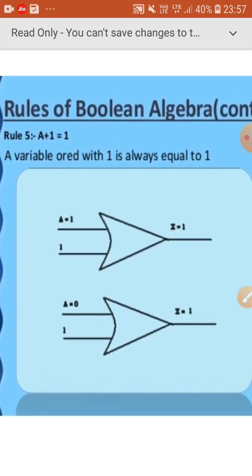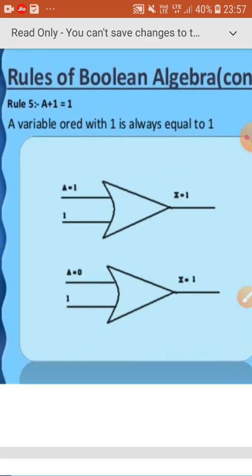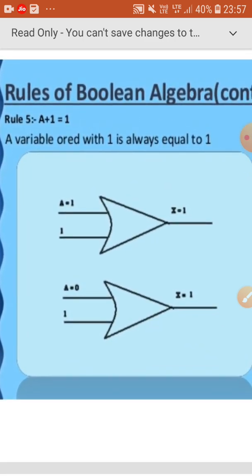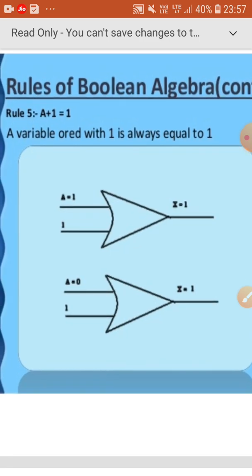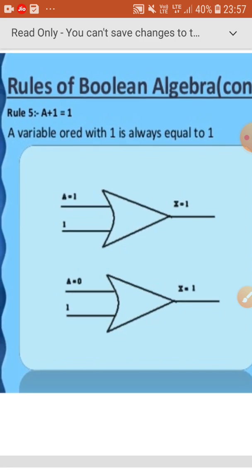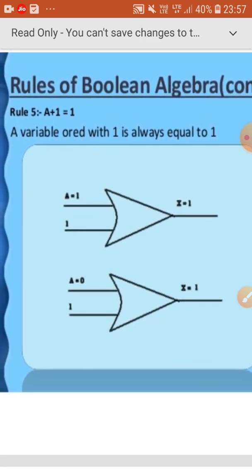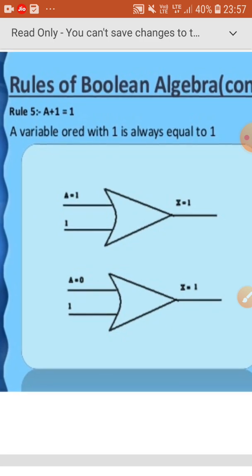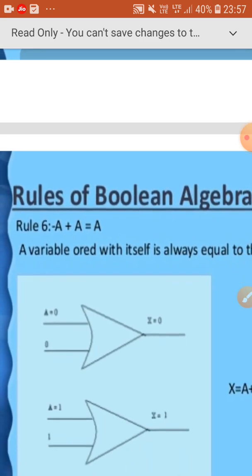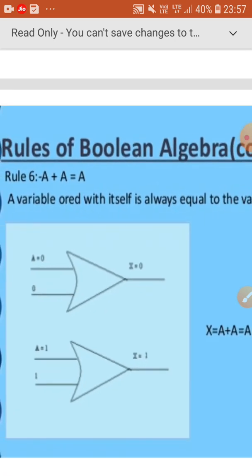In an OR gate, if any one of the inputs is 1, then the output will be 1. Already we have 1 in the second value. So 1 is ORed with A, we will get 1. If any one of the inputs is 1, then the output will be 1. So whatever the value of A, you will get the output 1.